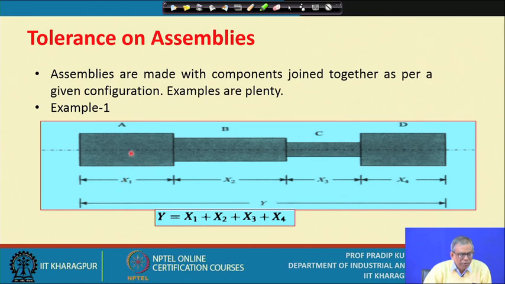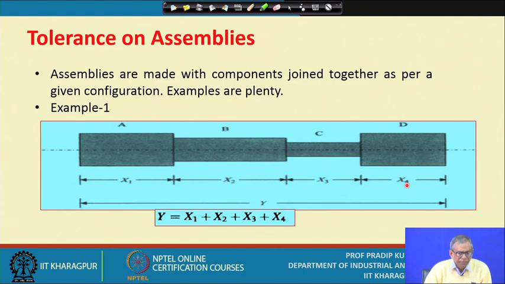Now obviously the components are produced in large numbers. The dimension of component A is x1. Similarly, component B dimension is x2. For C it is x3, and for D it is x4. And all these components are being produced in large numbers. Obviously, these x1, x2, x3 and x4 are all random variables.